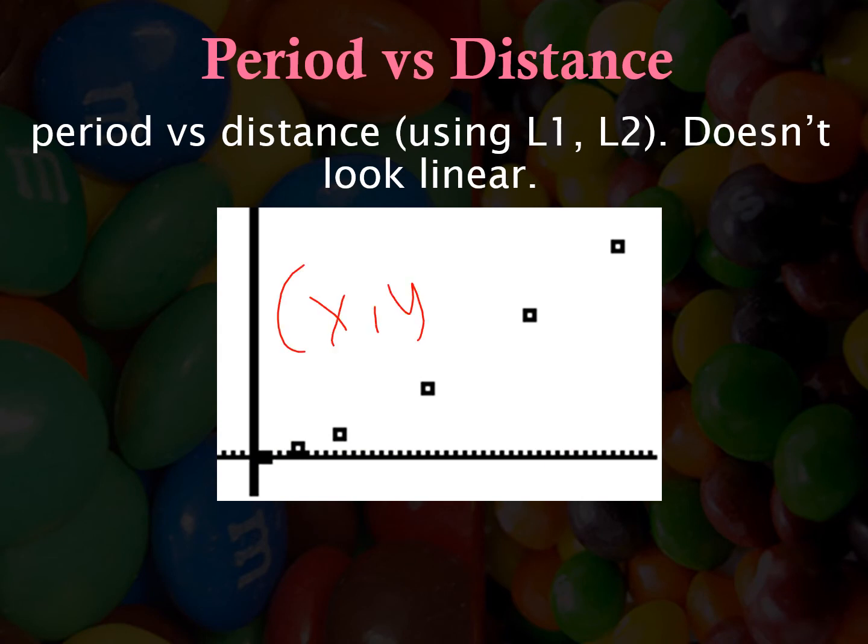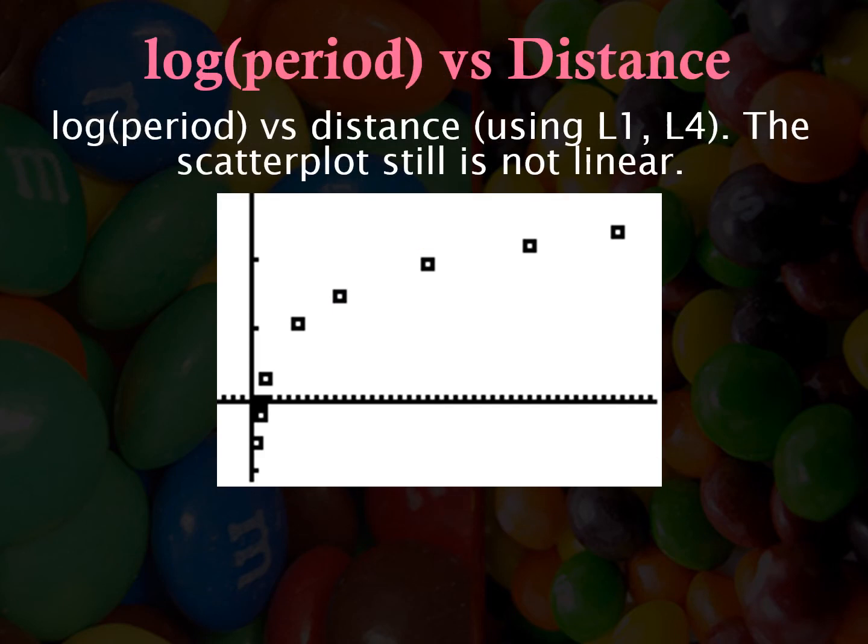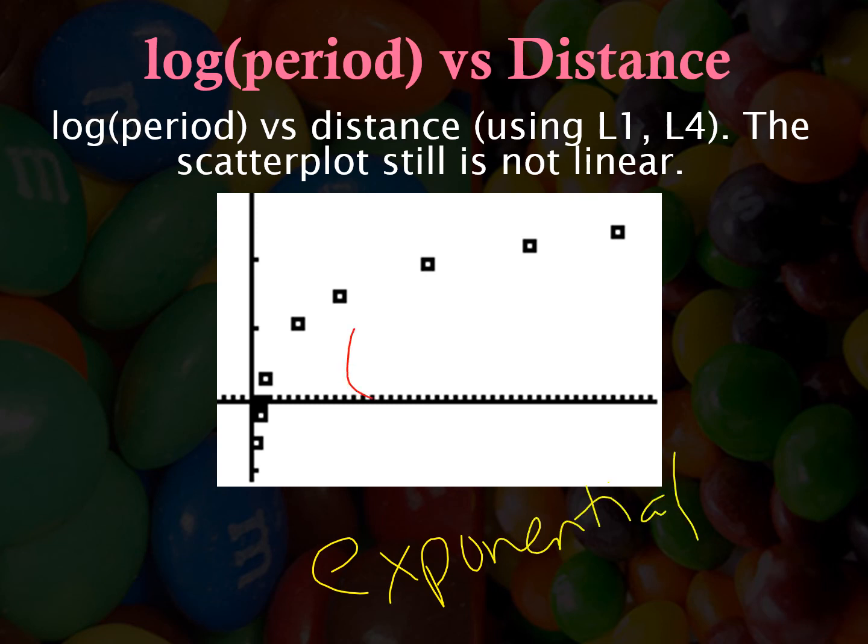This is plotting X and y. This is the exponential model. So I'm going to write exponential here. Notice that is log of period, which is the log of y, against distance. So I'm going to write down here just so you can see it. This is x comma log y. So exponential model, you will notice that there's still a curve, not linear. So the exponential model is not a good fit.